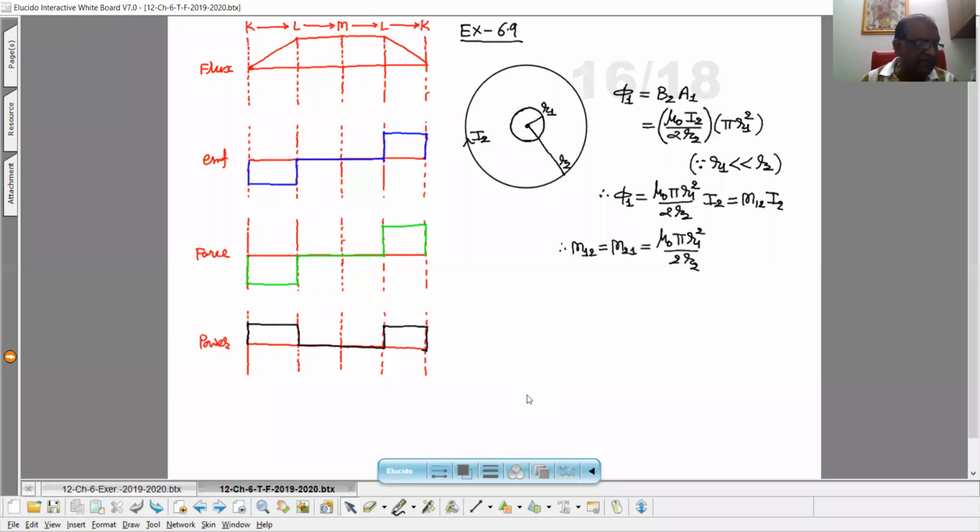Next one. Two concentric circular coils, one of small radius R1 and the other of large radius R2, such that R1 is very much less than R2, are placed coaxially with centers coinciding. Obtain the mutual inductance of the arrangement. Now see, we have two coplanar concentric rings, one with radius R1, another with radius R2. Now we want to find the mutual inductance of this system.